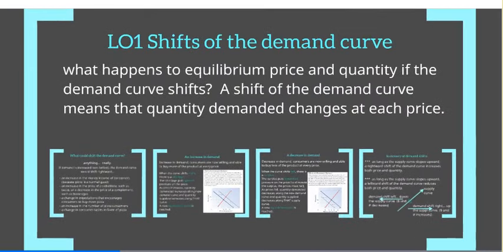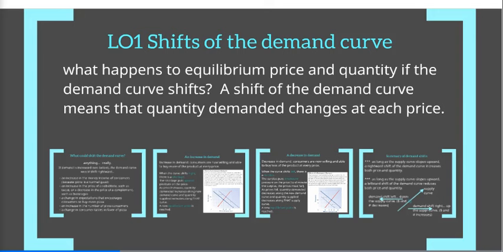First of all, learning objective 1, shifts of the demand curve. If one of the factors that determine the demand for pizza changes in a way that increases demand, this would shift the demand curve to the right. Lots of things could shift the demand for pizza rightward. Let's just talk about some silly examples.